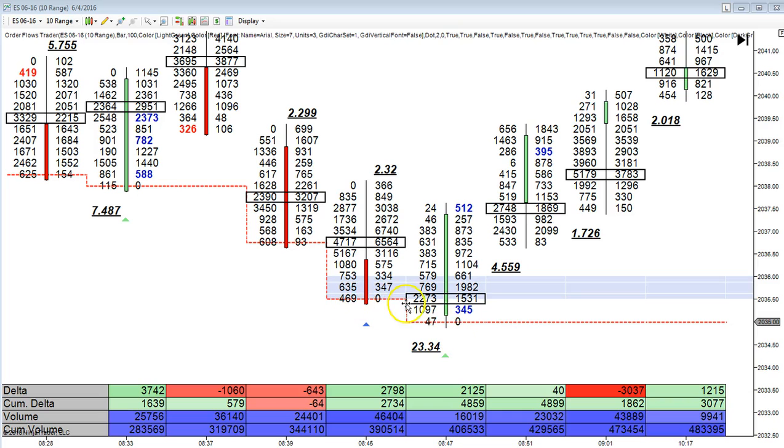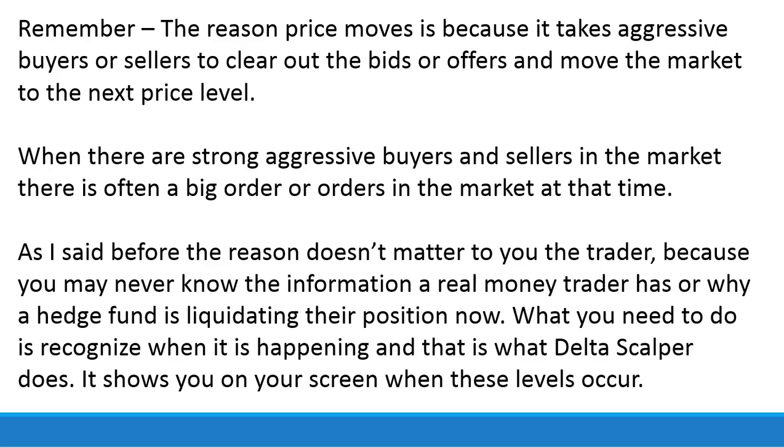So then again, I said even if you breach it by a tick or two, it's not the end of the world. You got to take into account what's happening in the market. So remember, price moves. The reason price moves is because it takes aggressive buyers or sellers to clear out the bids or offers and move the market to the next price level. When there are strong aggressive buyers and sellers in the market, there's often a big order or orders in the market at that time.